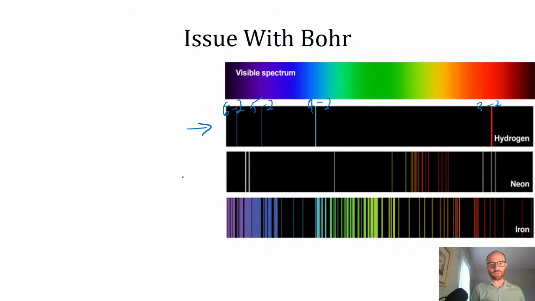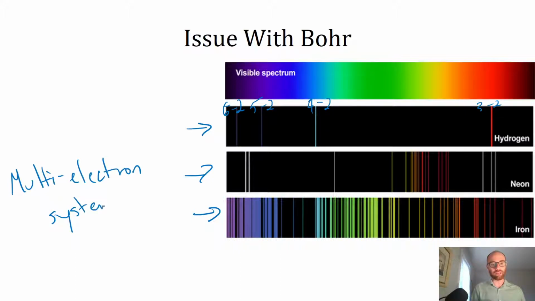And then when you start looking at things like neon and iron, there's way too many lines. There are too many lines for a Bohr model to be good at really explaining what we're seeing. And these multi-electron systems can't be explained by the Bohr model of these discrete energy levels. So we have to say something more.